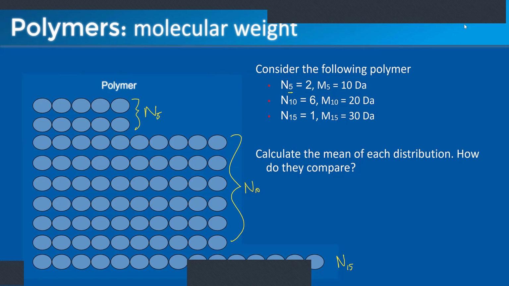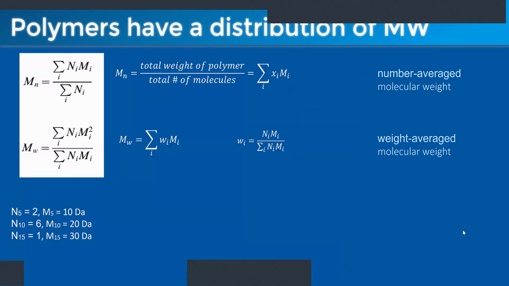So I've copied the relevant information here. I'll be on the next slide, if I can get the slides to advance. Okay, so we're going to calculate the number average and the weight average molecular weight from the numbers that I gave you in the previous slide, which are right here.